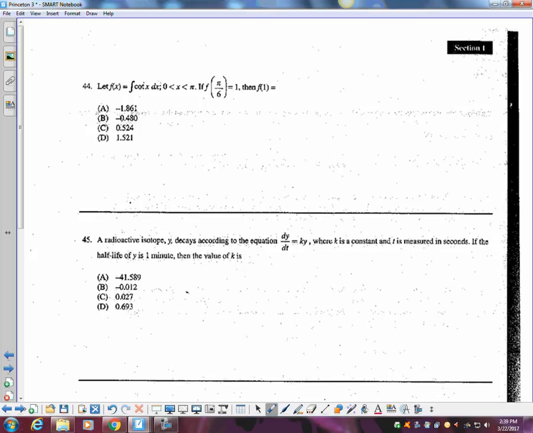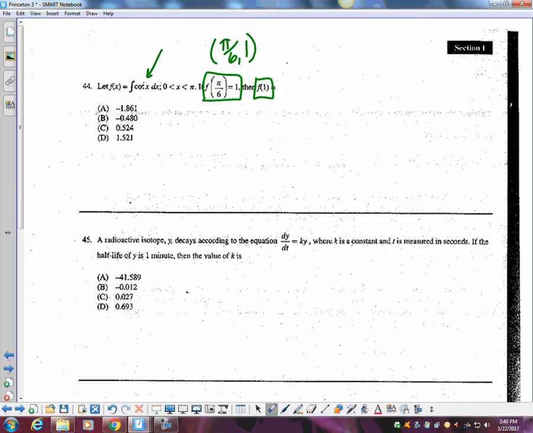Okay, it says let f of x equal the integral of cotangent from 0 to pi, and then it says if f of pi over 6 equals 1, then find f of 1. When they give me this, they're giving me a point, x, comma, y. I need to find f of x. Now notice, this is not a definite integral, so when I finish taking the integration of this, I'm going to have a plus c.